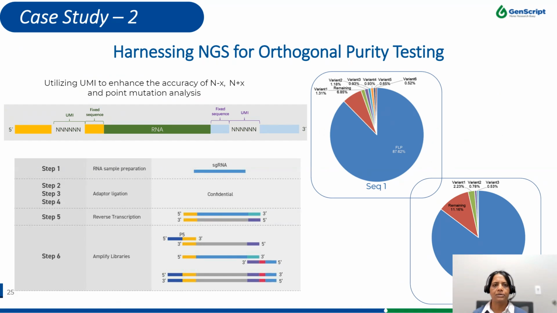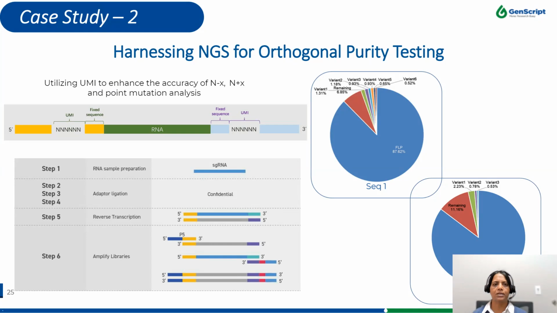And the second part of the case study used NGS for orthogonal purity testing. Building on our previous experiment with NGS, we further improved the analytical workflow by adding a unique molecular identifier to the library preparation process. Using this technology, we can differentiate more accurately between the n-1, n+1 endpoint mutation during the analysis. Here is an example of how we conduct the NGS-based purity testing.